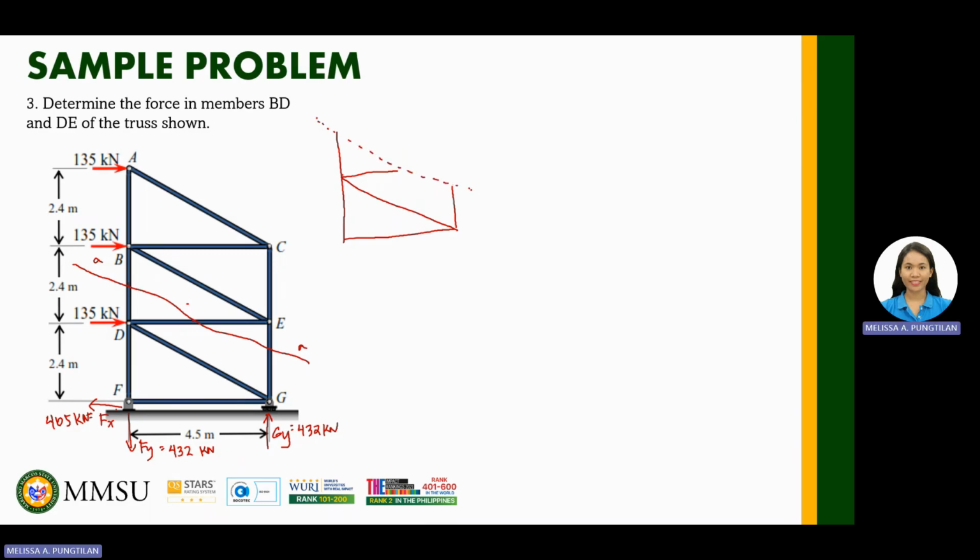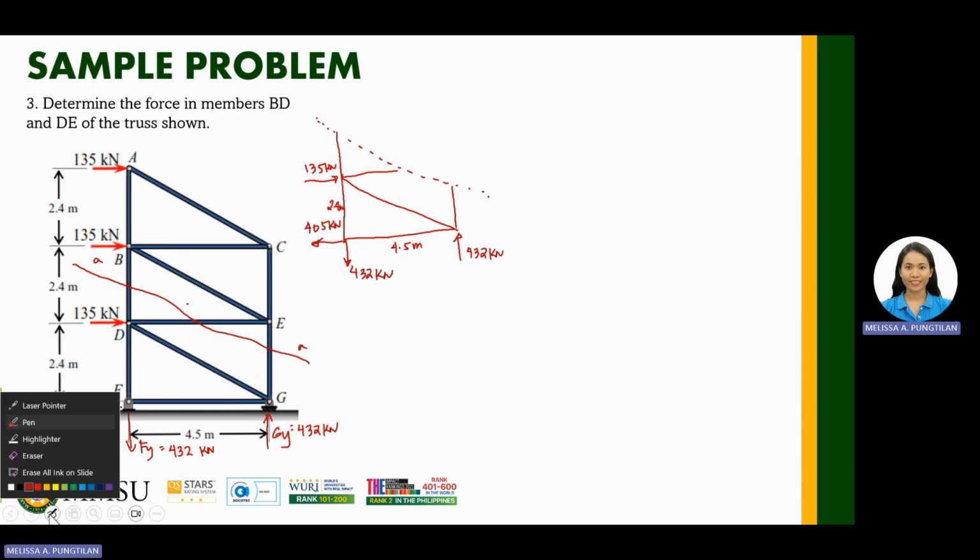Kunwari, ito yung ating cutting line. So, we have here 432 kilonewton, and then 405, the GY of 432. And yung ating external force, we have here 135. And then, of course, the distances. We have here 2.4 meters, and then 4.5 meters. And then, reflect na natin yung mga internal forces, which is the BD, DE, and EG.